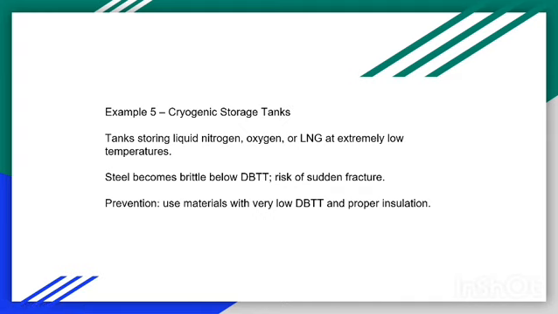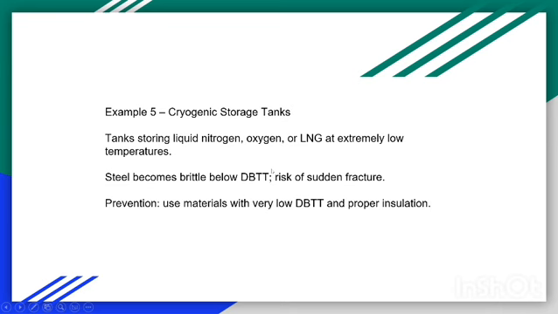Cryogenic storage tanks. Liquid nitrogen, liquid oxygen, liquid hydrogen and LNG are stored inside these cryogenic storage tanks. The temperature of these liquids may go from minus 196 to minus 220 degrees. Steel becomes brittle below the DBTT temperature, so it may cause sudden fracture.